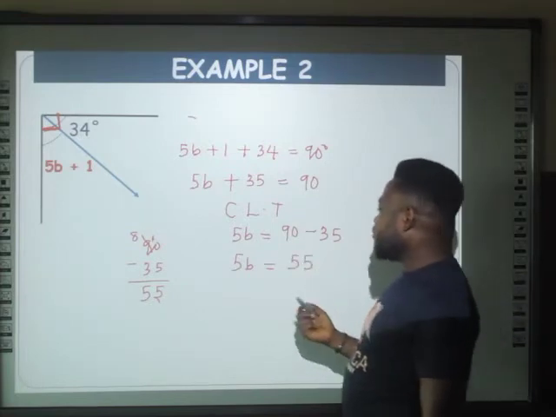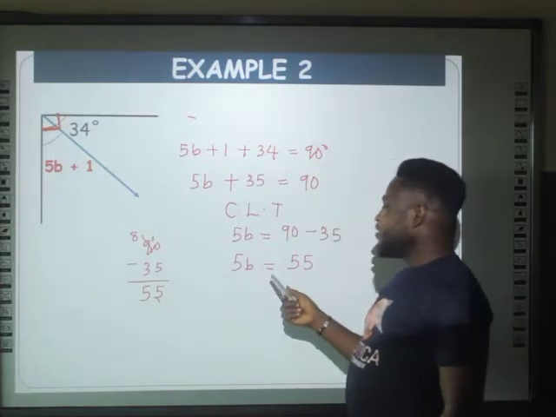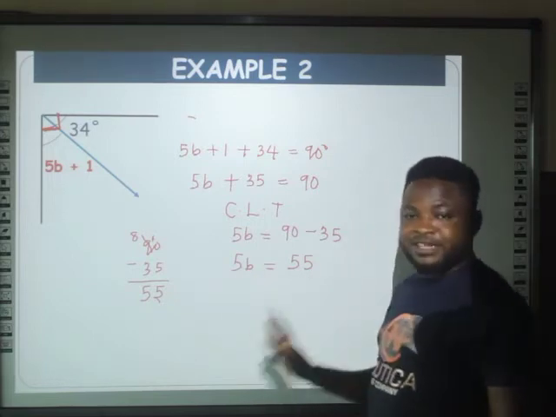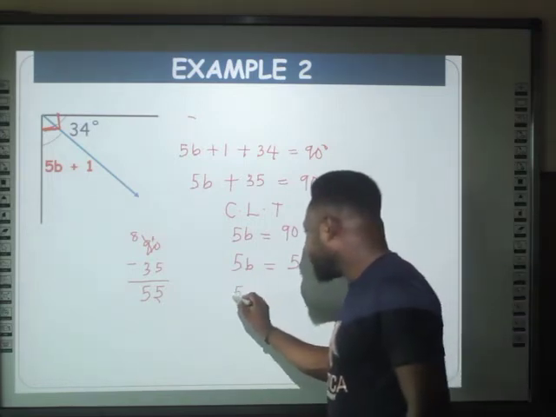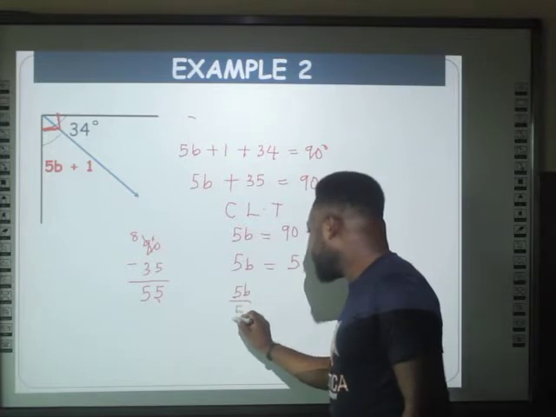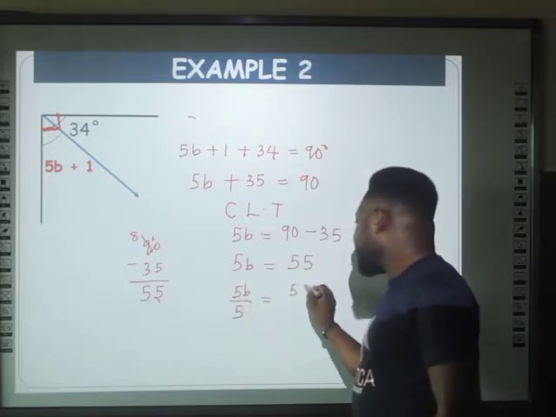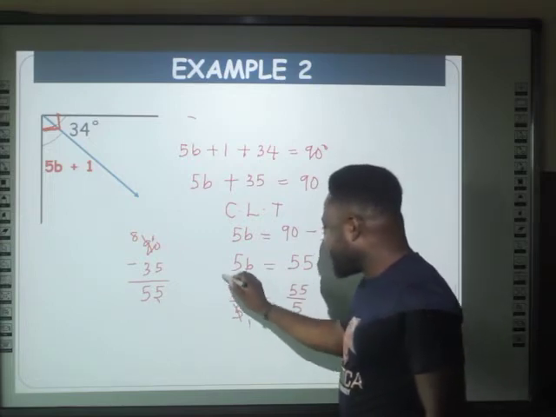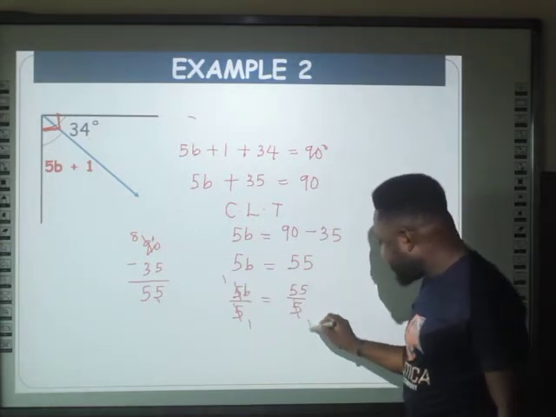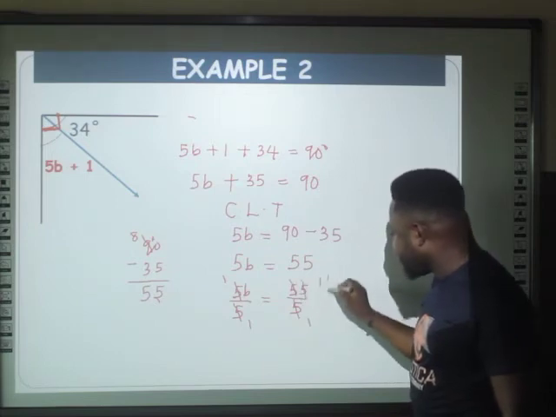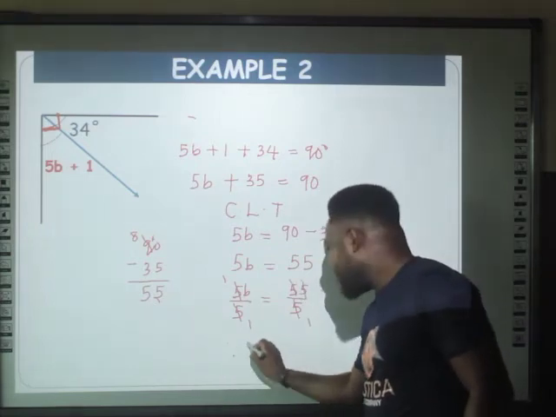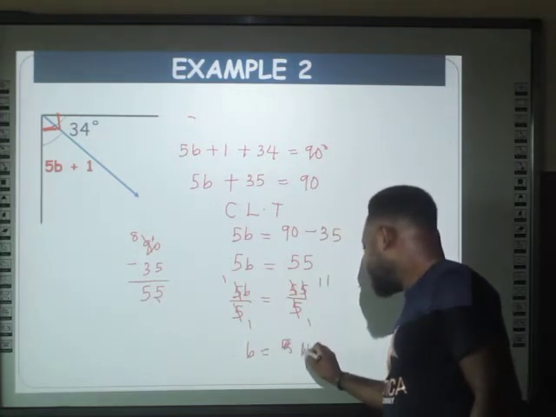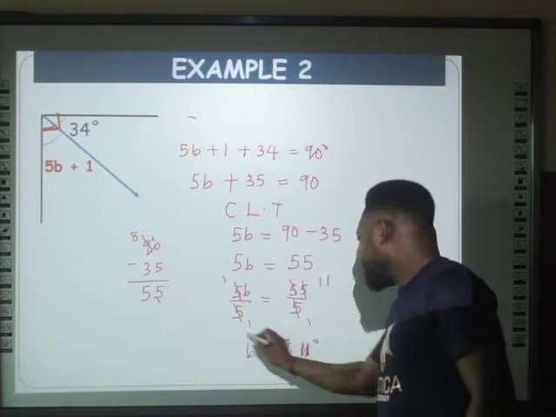Right? Now, we're looking for b. Okay? So you have to divide both sides with the coefficient of b, which is 5. So that means you divide both sides by 5, so that you now have 5b over 5 equals 55 over 5. 5 goes into 5 once, 5 into 5 once. Therefore, our final answer b equals 11 degrees. Yes. 11 degrees is our final answer.